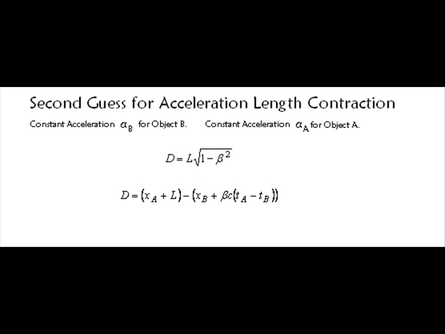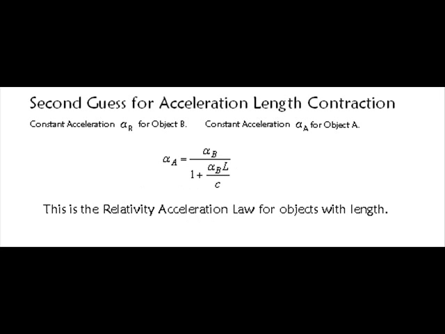So, at the instant the rod reaches velocity beta, which is the instant that object A reaches velocity beta, we can write down two equations from the previous figure, and these two equations are given here. These equations contain expressions for alpha sub b and alpha sub a within them, so they can be solved for a relationship between alpha sub b and alpha sub a. And here is the result. This is the relativity acceleration law for objects with length.